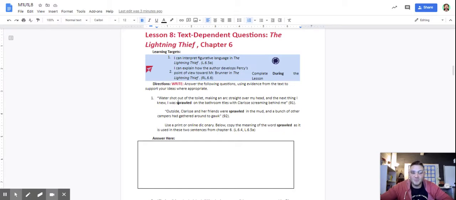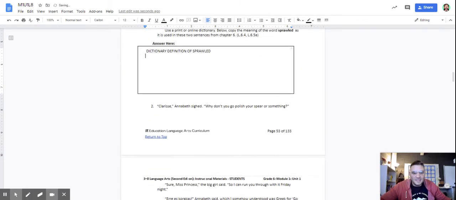"Outside, Clarice and her friends were sprawled in the mud, and a bunch of other campers had gathered around to gawk." So again, sprawled, and then here it says, use a print or online dictionary. Below, copy the meaning of the word sprawled as it's used in the 2 sentences. So right here, all you got to do is put in the dictionary definition of sprawled. And I would just copy and paste that right in there. Easy enough. We move on.